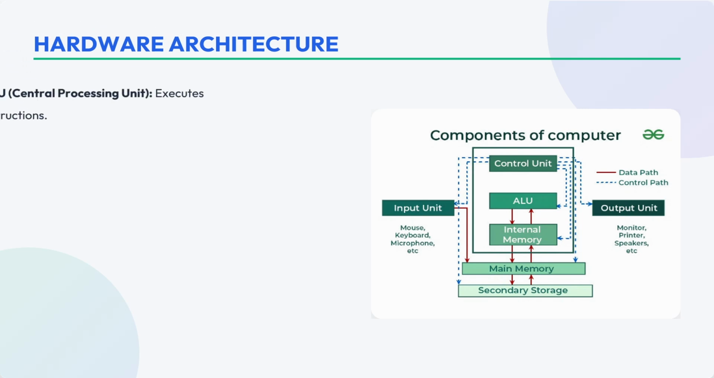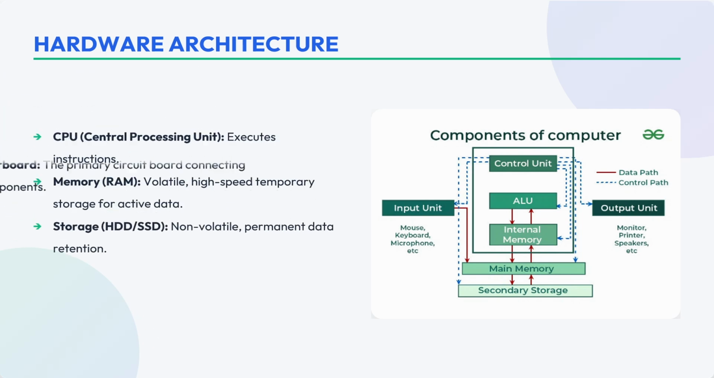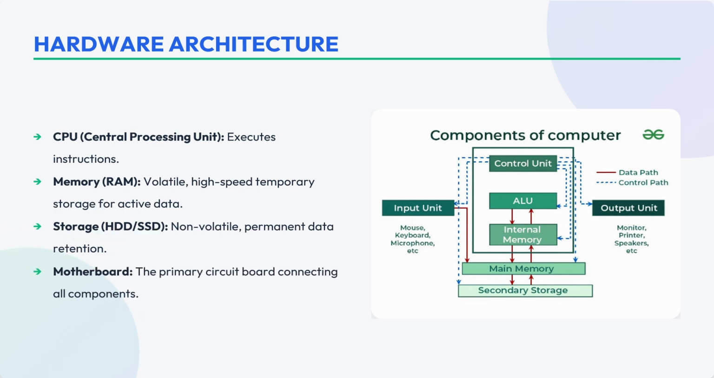Next is memory: internal memory, main memory. Memories are the units where our data is stored, and storage is the place, the disk, where our data is permanently or temporarily stored. For example, HDD and SSD are examples of storage devices built into our laptops or computers.